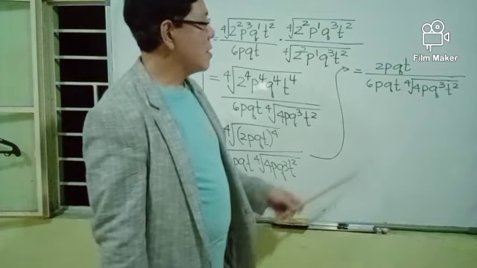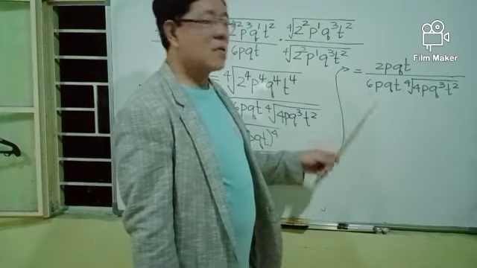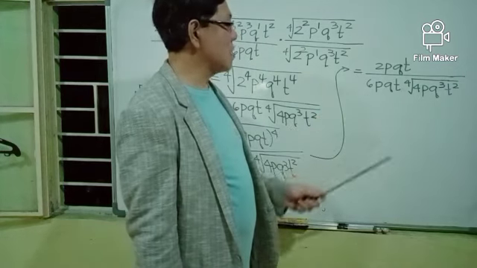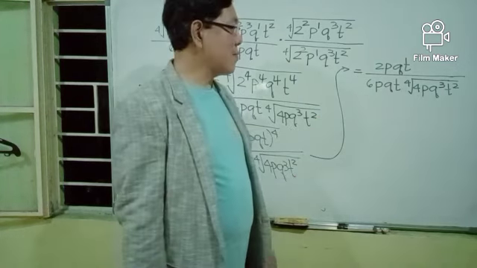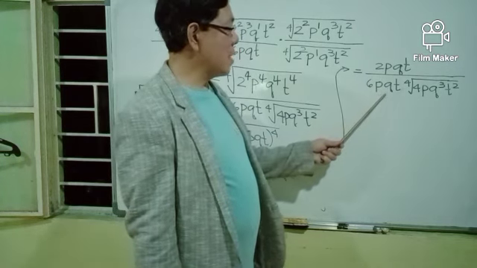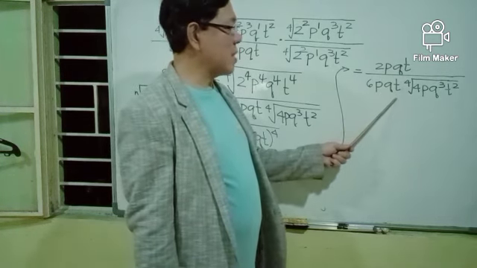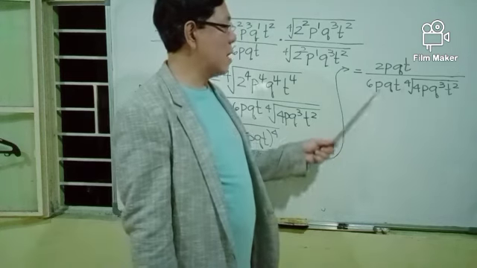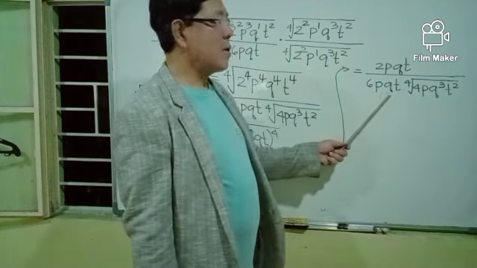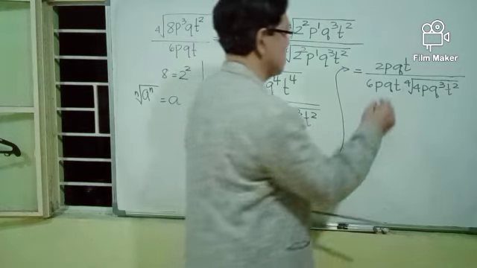Now, you can see that 2 and 6 are divisible by 2, so we simplify 2 over 6, and that's 1 over 3. And p divided by p is 1, q divided by q is 1, t divided by t is 1. Or we simply cancel out pqt and pqt in the denominator.